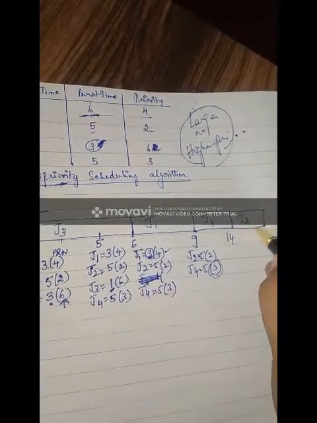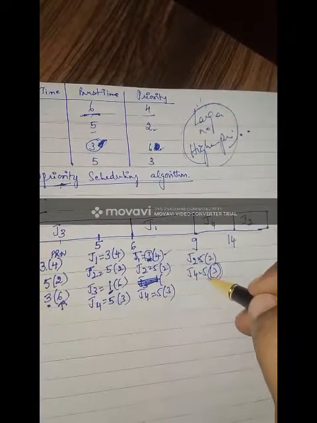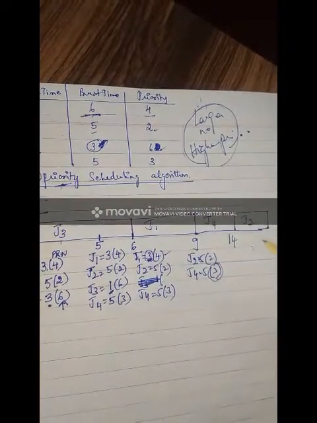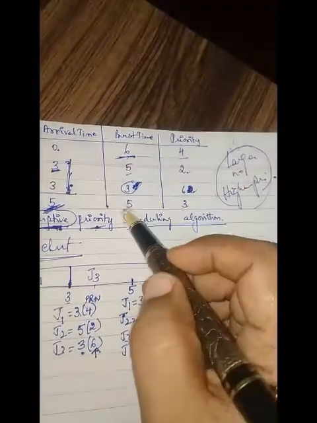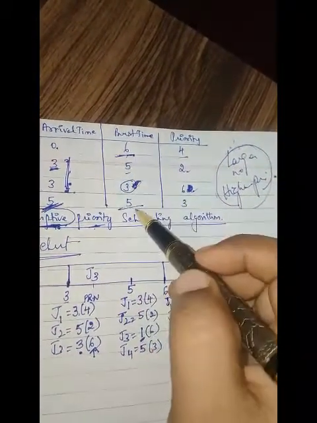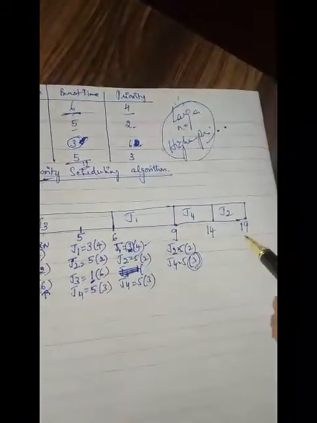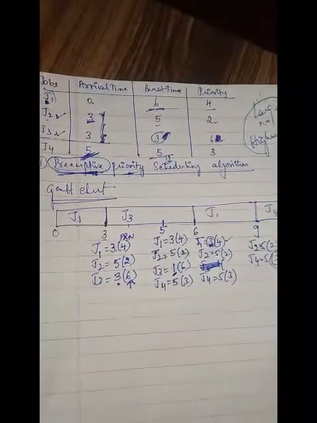The last remaining is only J2, with 5. So it will go up to 19. Just verify: 9, 14, 19. Yes, the burst times are the same here also. So this is how you have to draw the Gantt chart.